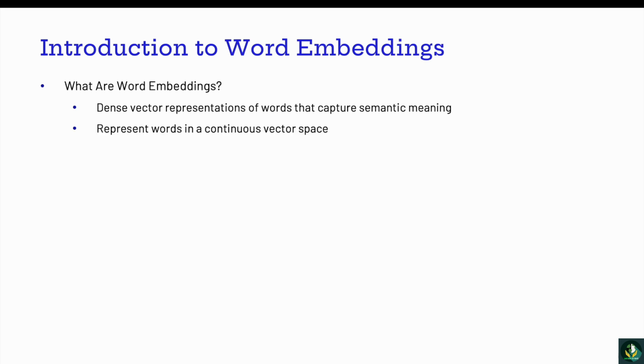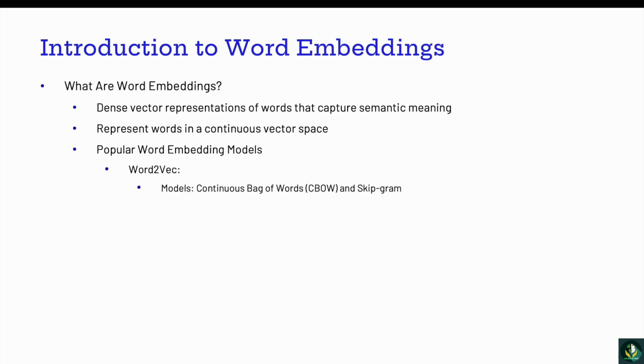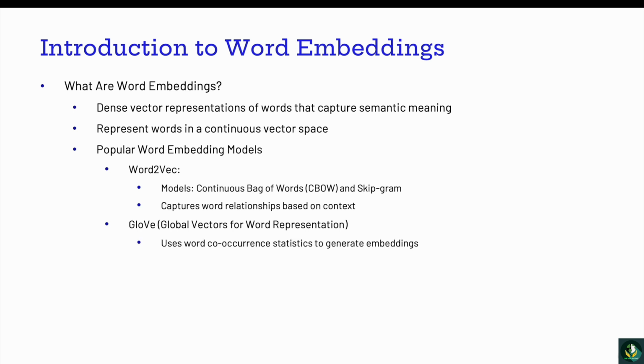Unlike one-hot encoding, embeddings represent words in a continuous vector space. Some of the popular word embedding models include word2vec. The models are continuous bag of words or CBOW and skipgram. It captures word relationships based on context. Then we have GloVe, which is global vectors for word representation. This uses word co-occurrence statistics to generate embeddings, and it represents global semantic relationships. We'll be using this in today's exercise.